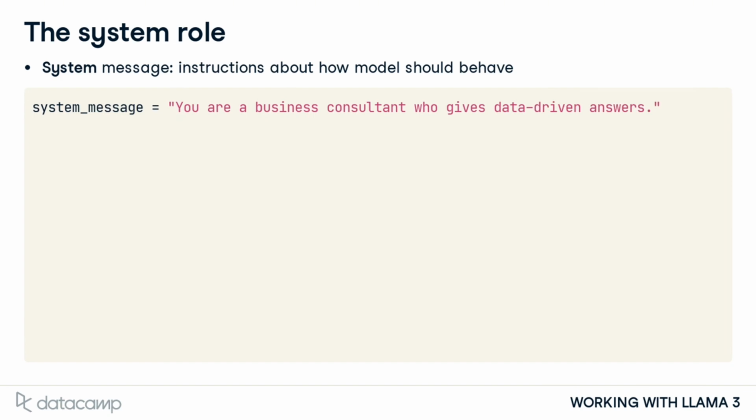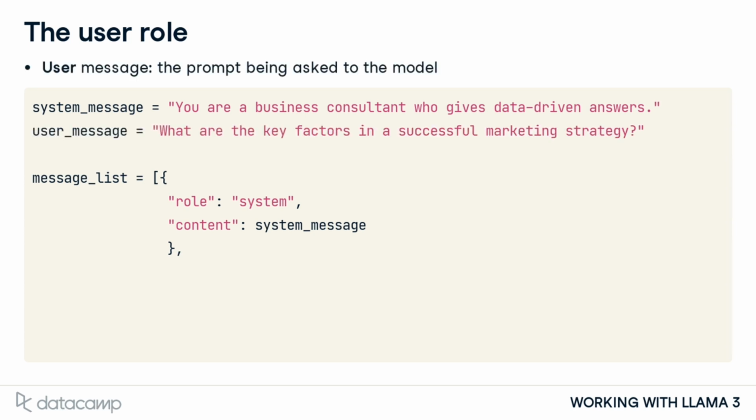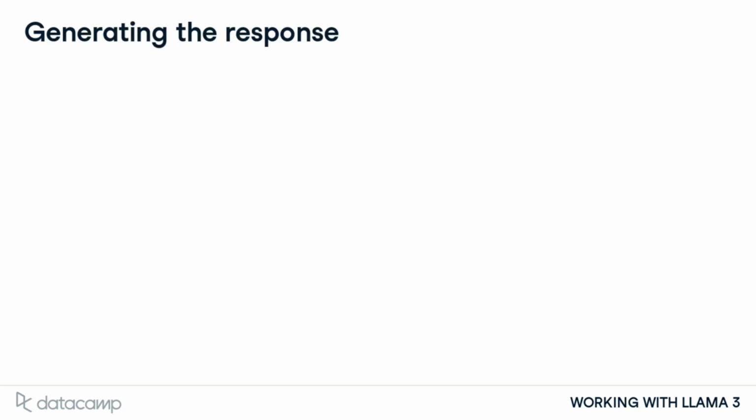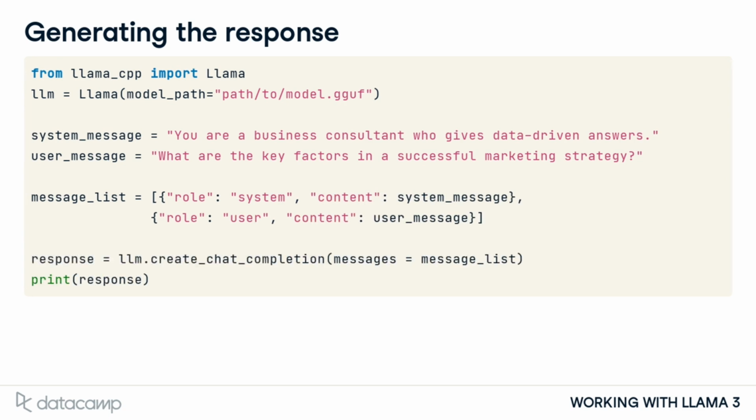We define the system role by starting a new dictionary within the messages list. Under the role key, we specify system, and under the content key, we ask the model to behave as a consultant. Next, we need to add a user message which represents the actual question being asked. We append another dictionary with user under role and our question about business strategy under content. Now that we have our structured conversation, we can send it to Llama using Create Chat Completion.